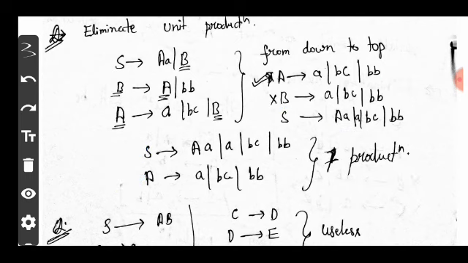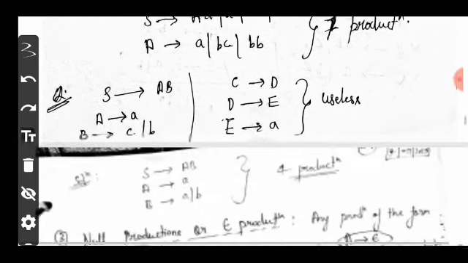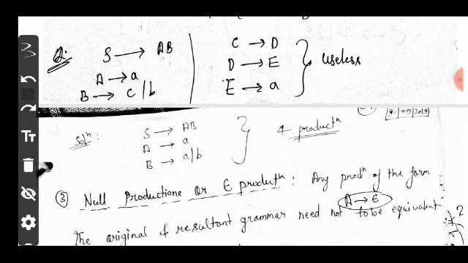Now move on to another question. S produce AB, A produce a, B produce C or D. C produce D, D produce E, and E produce a. So here just transitivity is shown on their sides.